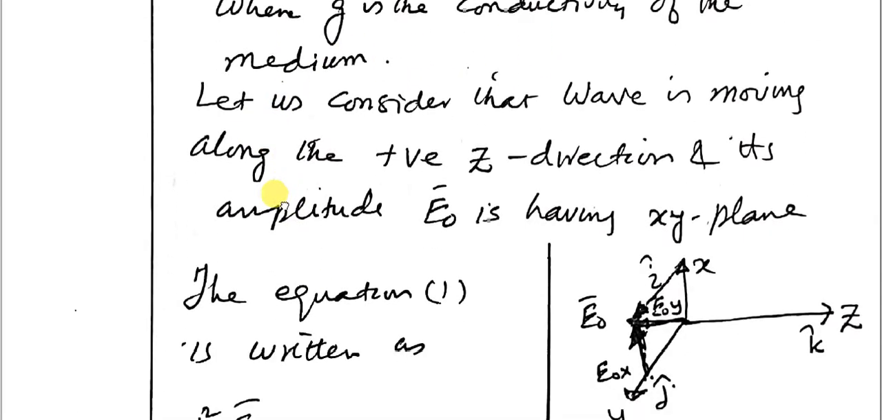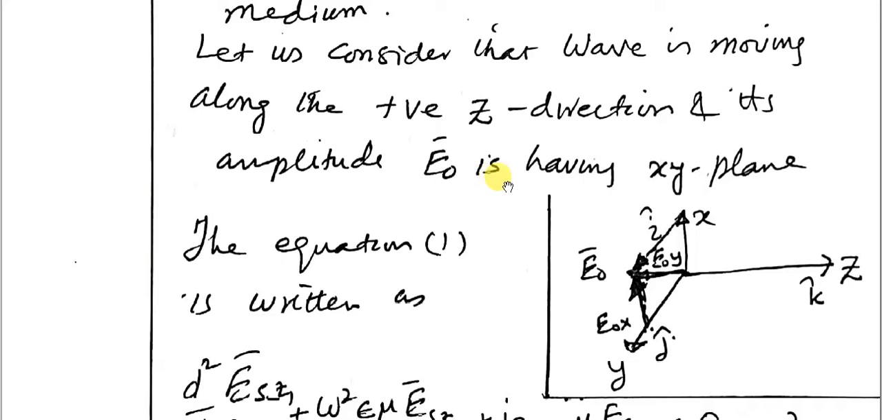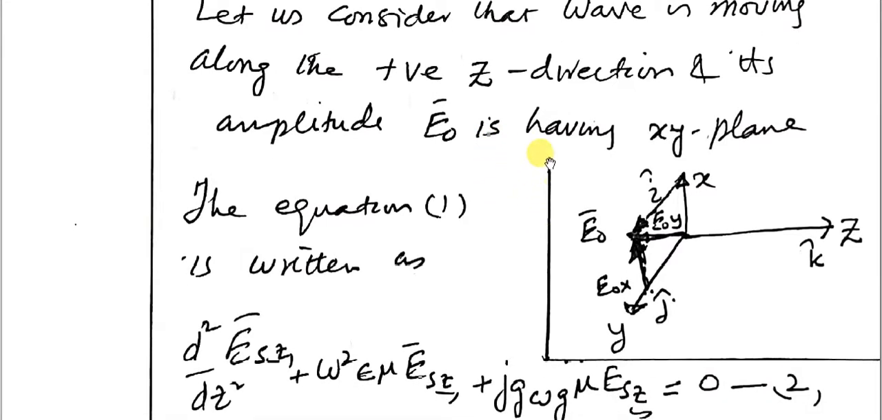So now let us consider that the wave is moving along the positive z direction and its amplitude is E naught, which we also considered last time, and is having an xy plane as E naught x and E naught y. So this one, the vertical one, is E naught x, and the one coming out of the plane of the paper is E naught y, and the wave is moving along the z, which is k unit vector.